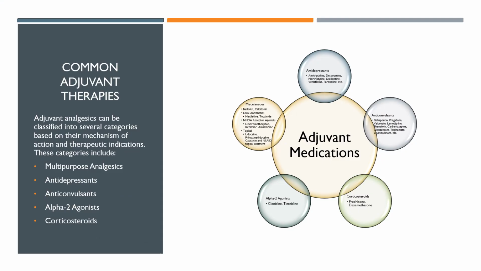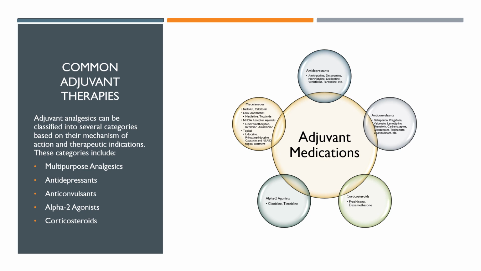Common adjuvant therapies involve the use of medications designed to enhance the effect of primary pain treatments. Adjuvant medications are substances combined with other medications or treatments to boost their effectiveness. These adjuvant analgesics are classified into several categories based on their mechanisms of action and therapeutic indications.